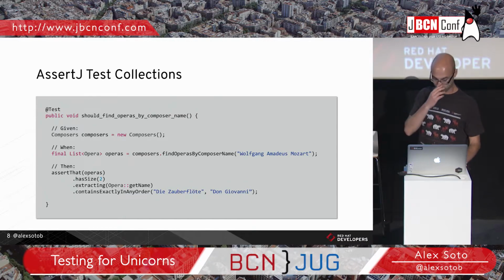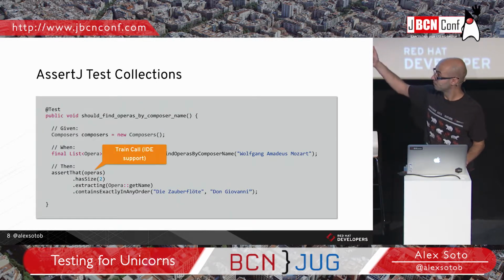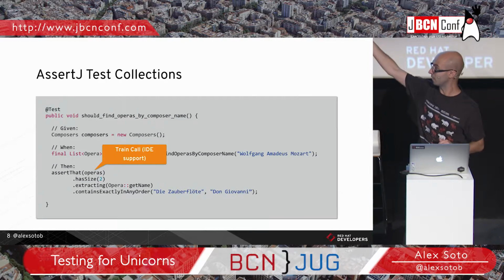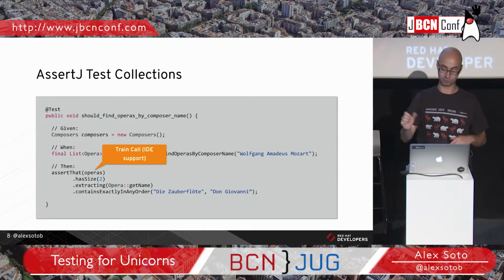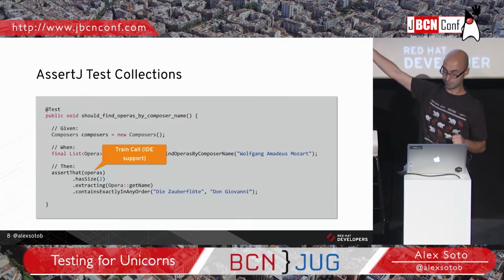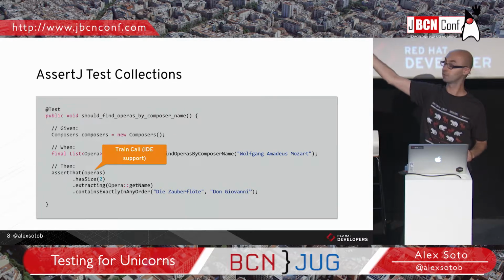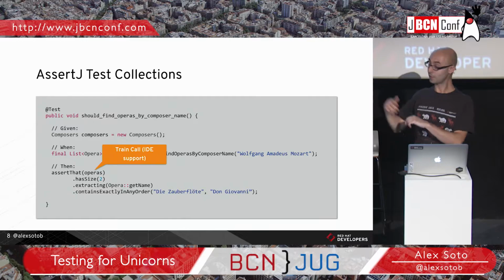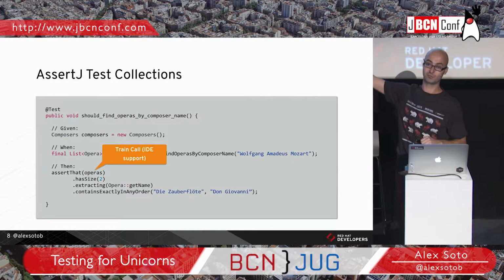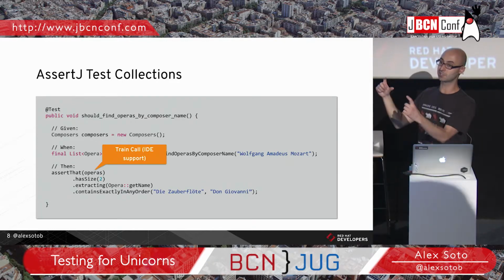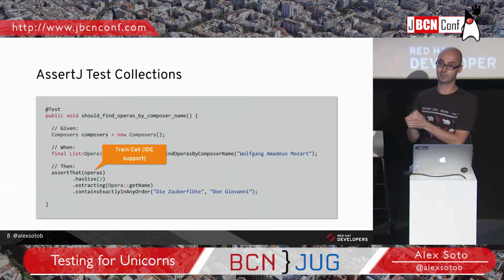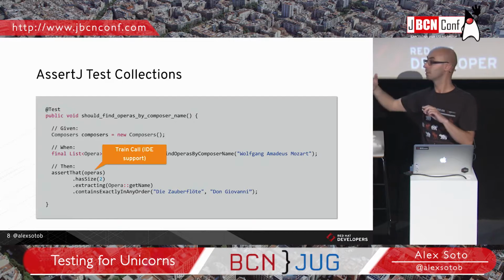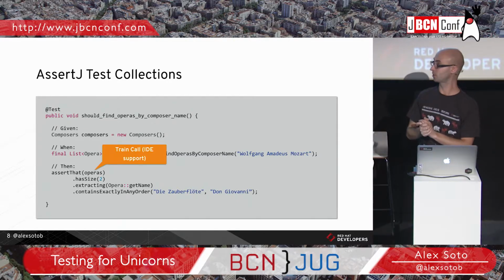This is exactly the same for collections. Notice that now, since operas is a collection, you have different methods available. If you are in an IDE, you can just push Control space and you will see all the available methods. In this case, if you do assert that on a string, you don't have the hasSize method. But now, since it's a collection, you have hasSize, which is 2, and then you are still in the collection, so you can do dot extracting, and what you are doing here is creating a list of strings with the names of the operas. So doing extracting, you are actually iterating over the whole operas collection, calling getName, and putting it inside the collection.